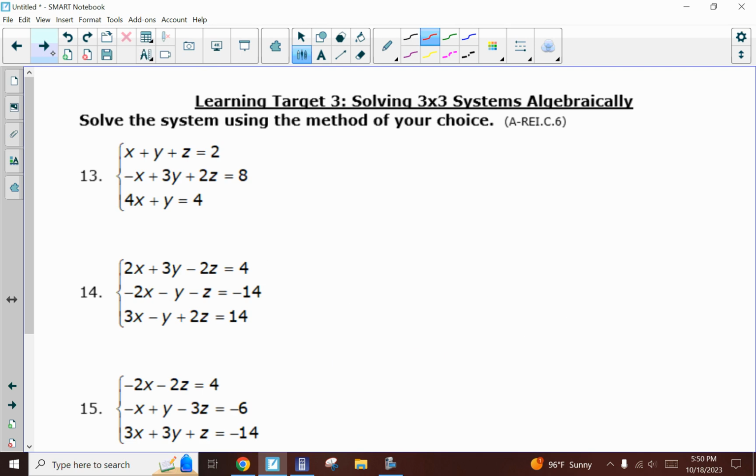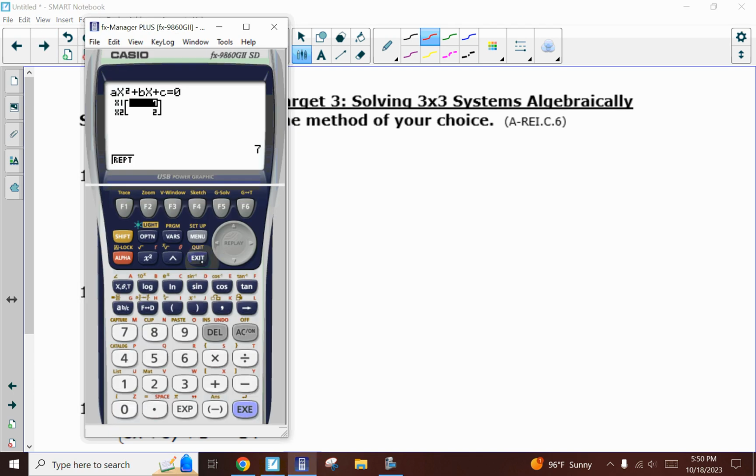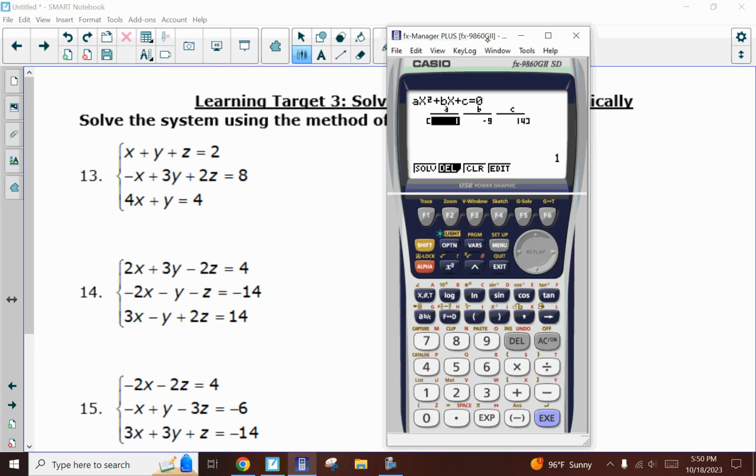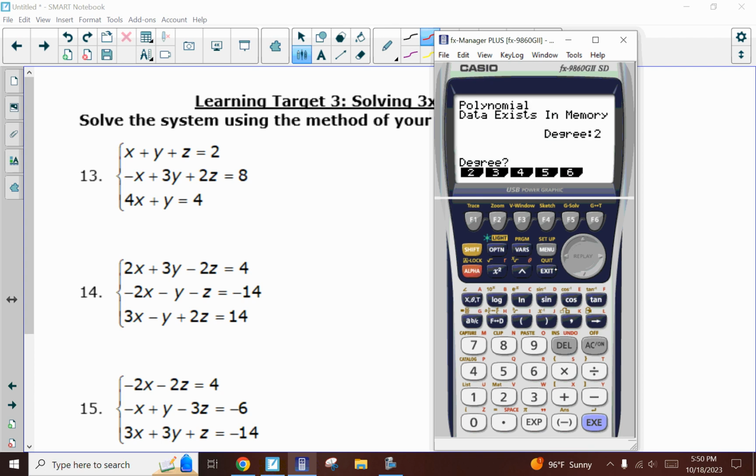Okay, so 3x3 systems, if you remember in class, they take up a whole page. Because what you're supposed to do is use elimination to get rid of one of the letters and get it down to a system of 2 equations. But I taught you guys a shortcut, so we're just going to use a shortcut. So our life hack for this one is to go into the equation solver and go into the simultaneous solver.